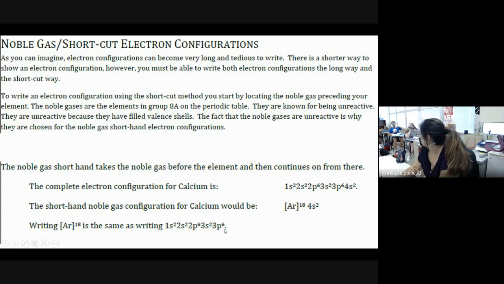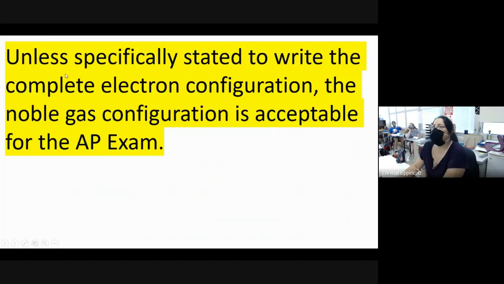Easy enough? You remember how to do those? For the AP exam, unless it specifically says write out the complete electron configuration, noble gas is accepted. Unless they come out and say verbatim, write out the whole complete thing, noble gas is fine. You don't want to spend time writing the whole thing out if you don't have to, because A, it's a waste of time, and B, if you goof it somewhere along the way, it's wrong. And you're much less likely to goof just a short thing than a really long thing.